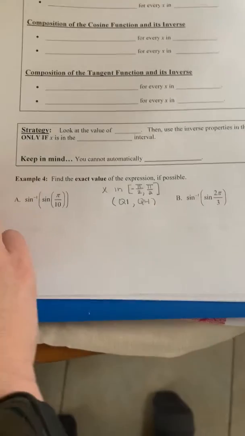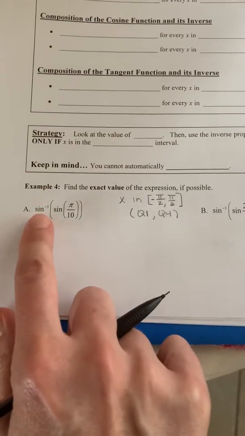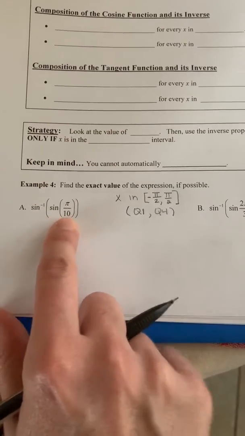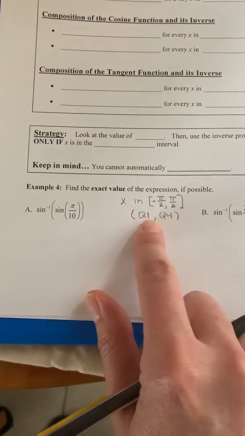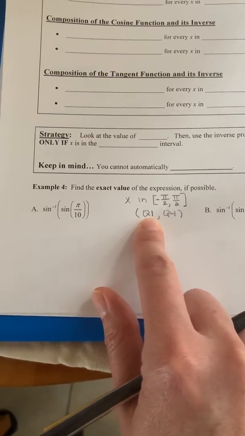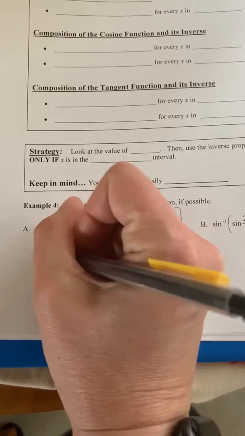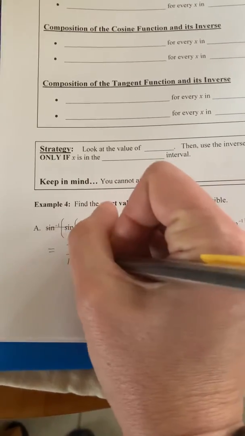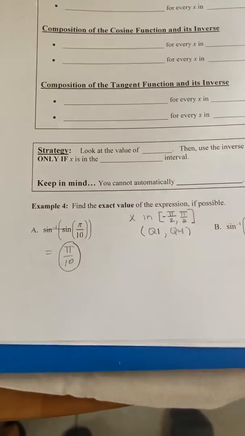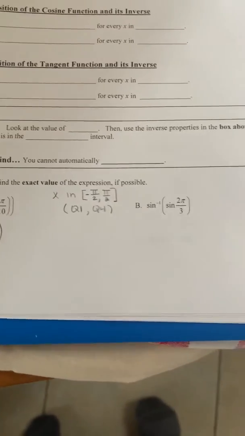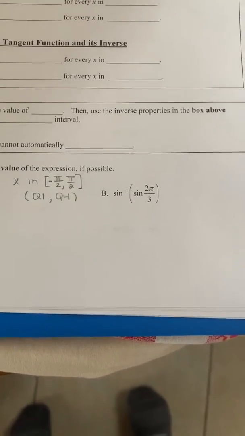so that we can cancel the sine inverse with the sine. So in this first case, we look at sine inverse and sine, and pi over 10 is definitely an angle that's in quadrant 1, so we can go ahead and cancel, and we get an answer of pi over 10.